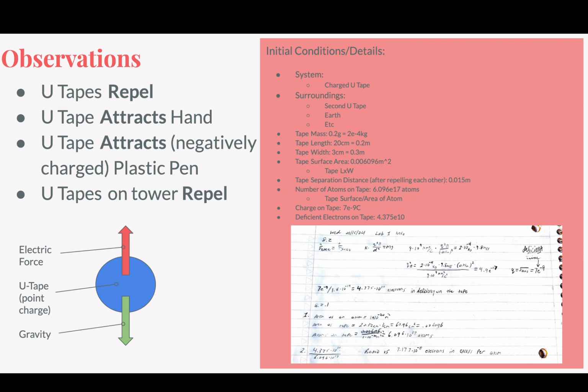So after conducting the experiment, I observed that the U-tapes repel each other. The U-tape attracts my hand. The U-tape attracts a negatively charged plastic pen or mechanical pencil, and the U-tapes on the tower repel each other.